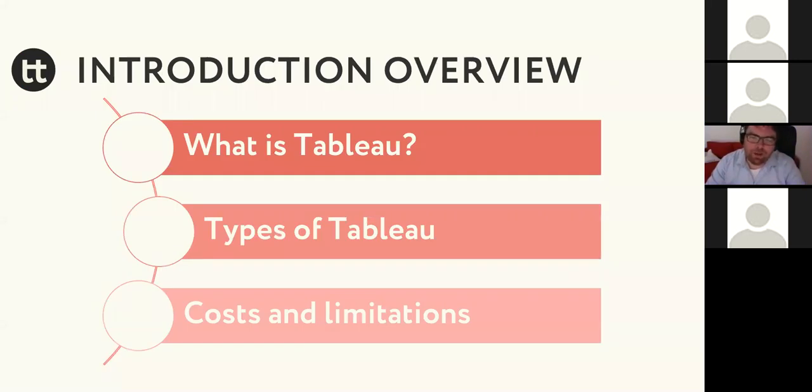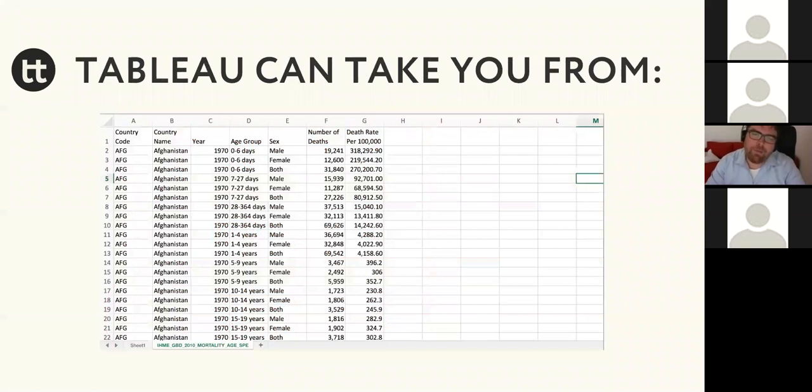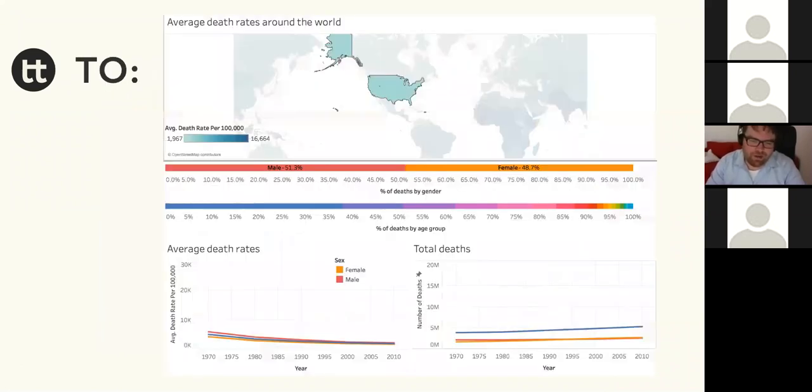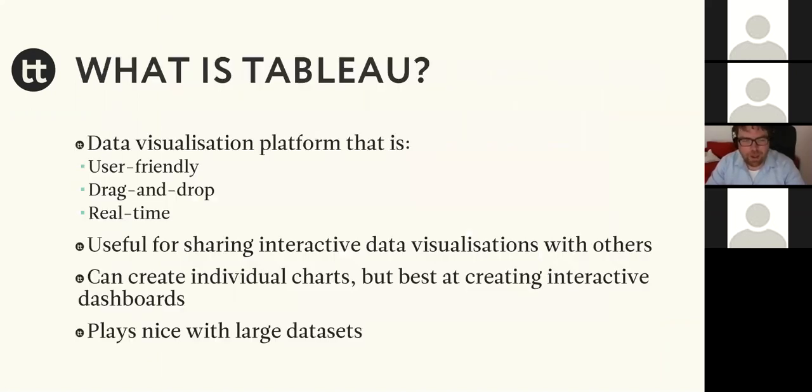So basically, in this quick little introduction, I want to go over quickly what is Tableau, the various types of Tableau, and some of the costs and limitations. Tableau basically can take you from raw data into interactive visualizations and dashboards where one thing can filter lots of different charts and things like that. It's a data visualization platform that is very user-friendly. It's mainly drag and drop, and it is real-time, which I think is one of the advantages.